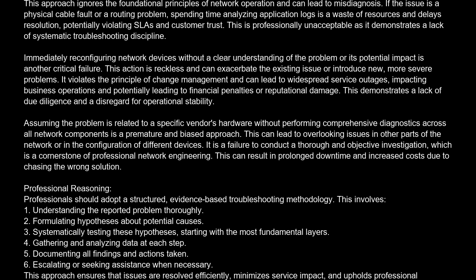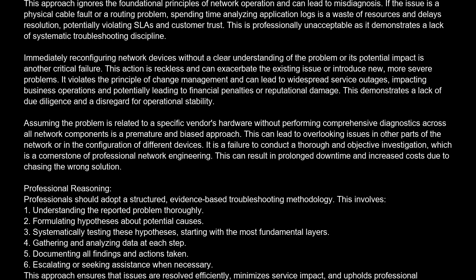Assuming the problem is related to a specific vendor's hardware without performing comprehensive diagnostics across all network components is a premature and biased approach. This can lead to overlooking issues in other parts of the network or in the configuration of different devices. It is a failure to conduct a thorough and objective investigation, which is a cornerstone of professional network engineering.